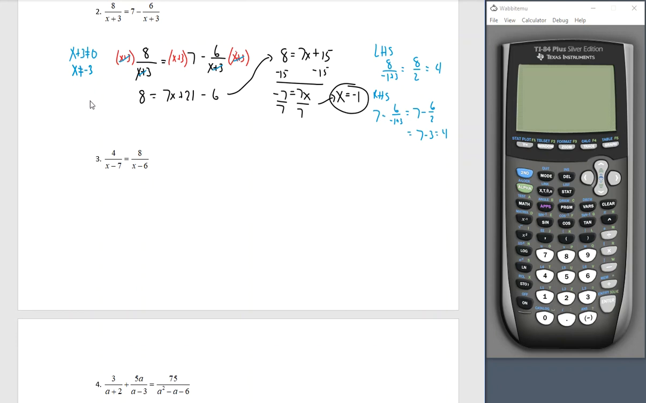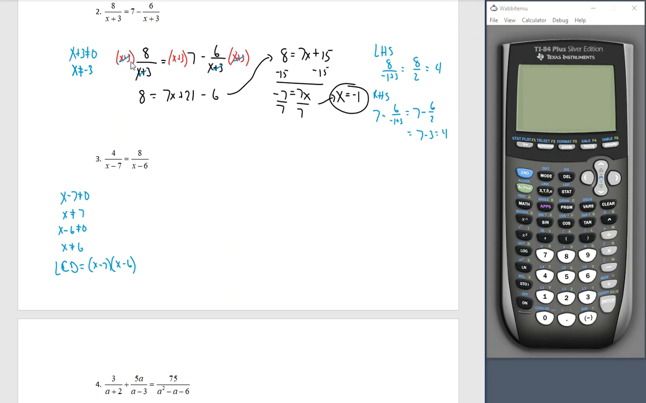Okay, so what can the denominator not be? Let's write that over here. X minus 7 can't be 0, so x cannot be 7. And x minus 6 cannot be 0, so x cannot be 6. And while we're at it, the least common denominator is x minus 7 times x minus 6.